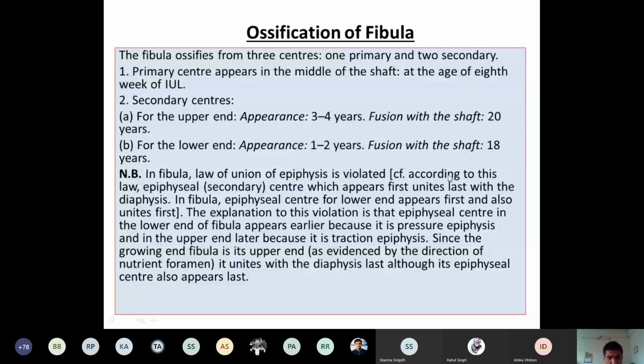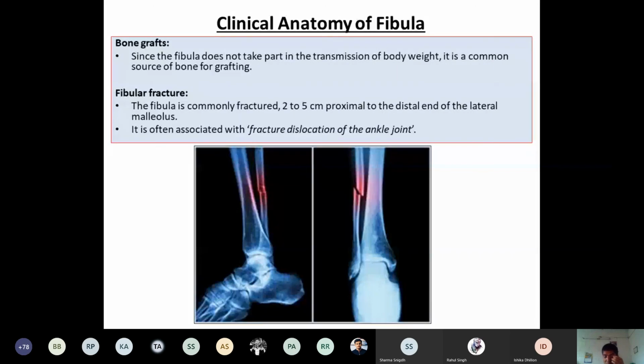According to the law, the epiphyseal center or secondary center which appears first unites last with the diaphysis. This is the law of union of epiphysis. In the fibula, the epiphyseal center for the lower end appears first and also unites first. This is the violation. Which appears first also unites first. Actually, it should unite last, but it is uniting first. So this is the violation of the law of ossification by the fibula.